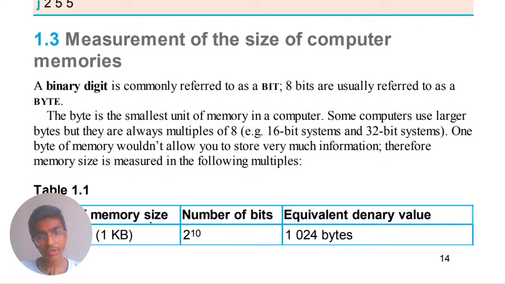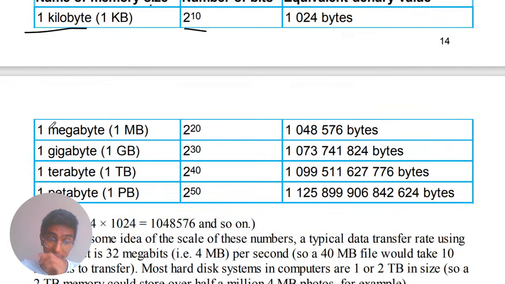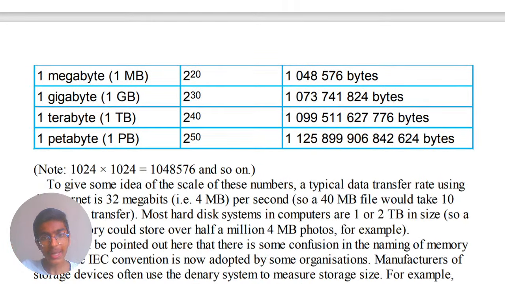So in computer science, you need to know the memory size of the computer system. We start with kilobyte. As you can see, 1 kilobyte is equal to 2 to the power 10 bits. We have a megabyte, a gigabyte, a terabyte, and lastly, a petabyte. So in computer science, you need to know these 5: kilobyte, megabyte, gigabyte, terabyte, and petabyte.